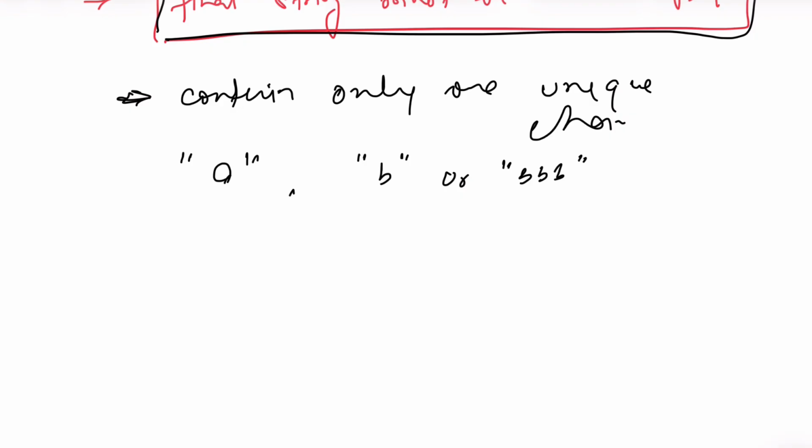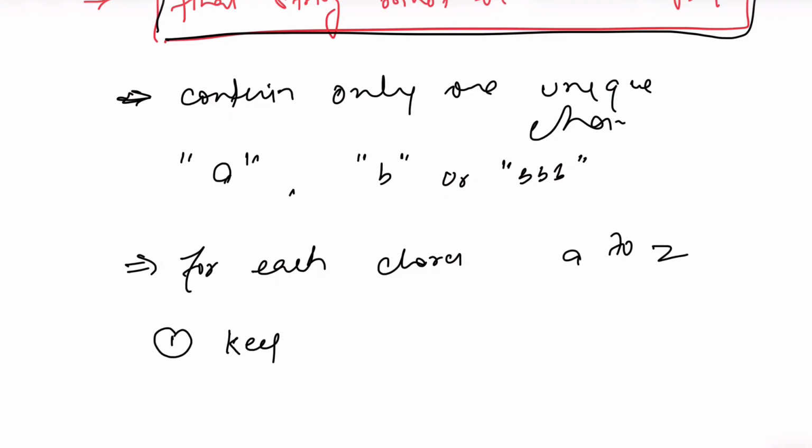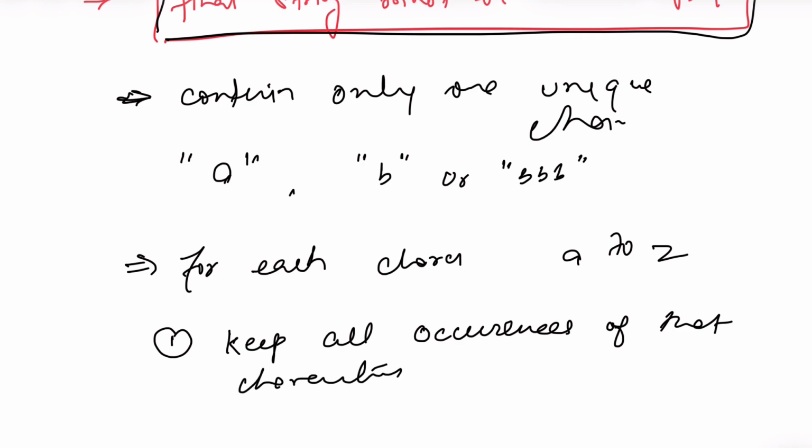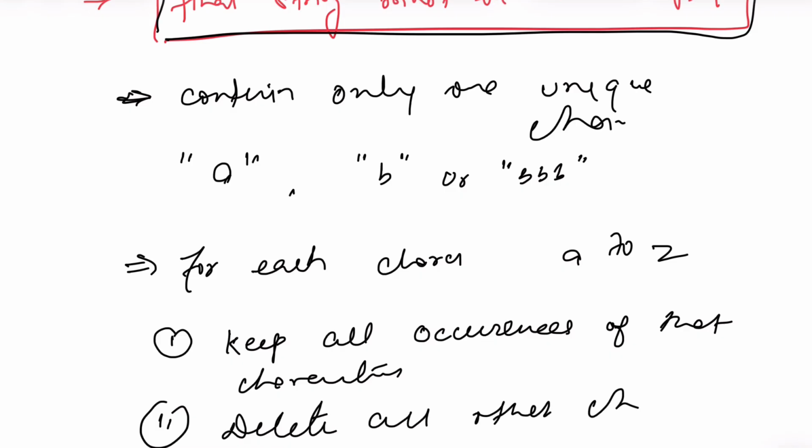So can we say for each character A to Z, very first keep all occurrence of that character, right? Then delete all other characters.